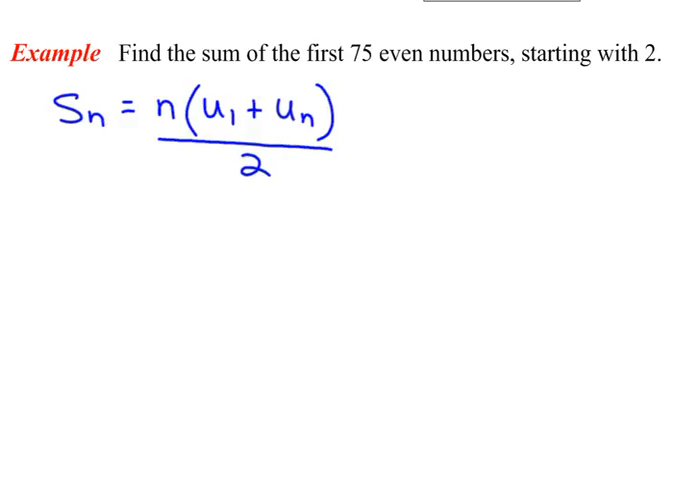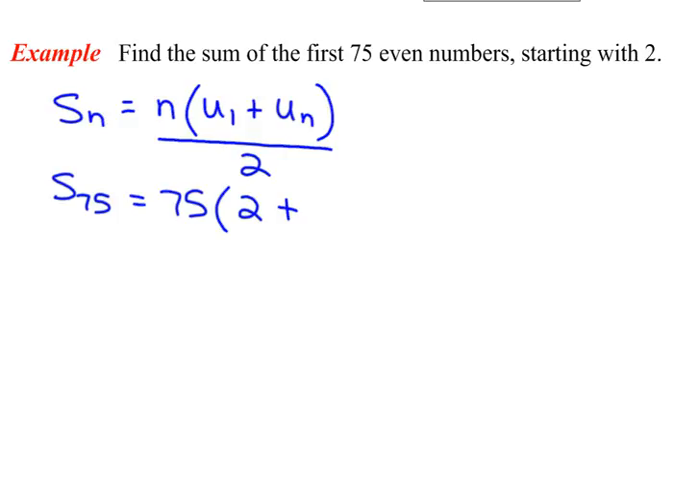So n is going to be 75, because that's the number of terms that we're being asked to add up. So S sub 75 is what we're trying to find. We can plug in 75 for the n. They tell us, starting with 2, so the first term is 2, plus u sub n. Now u sub n is the last term that we're adding together. That would be the 75th even number. I don't know what the 75th even number is, so I have to figure it out.